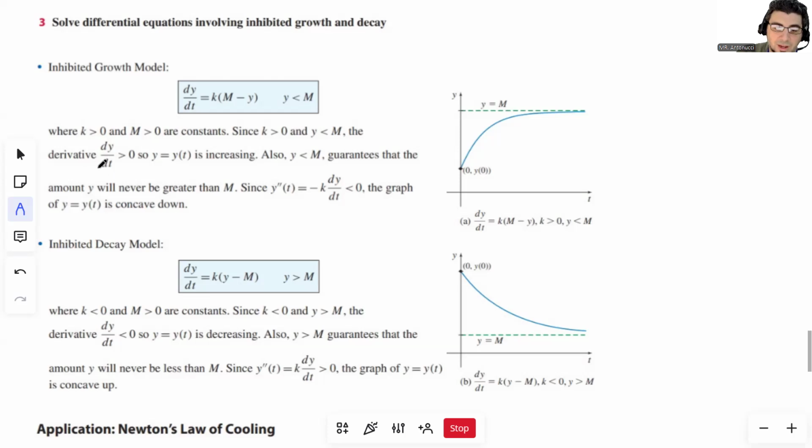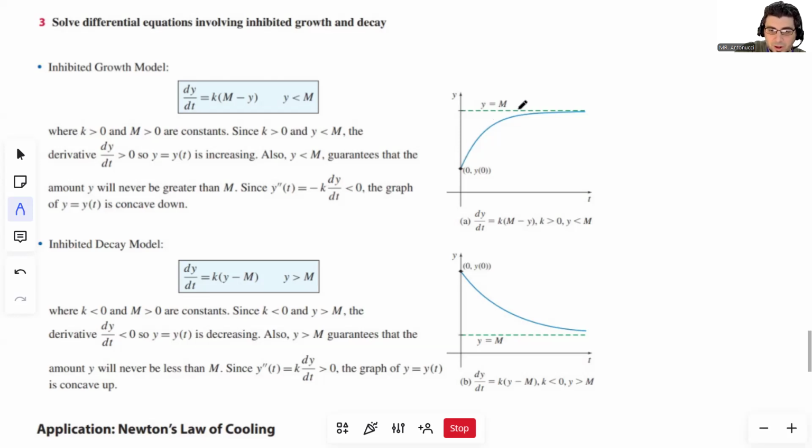The derivative dy/dt is also going to be positive because k is positive and y always has to be less than M, so this factor is also positive. Also, since y is less than M, that guarantees that the amount will never be greater than M. If you take the second derivative, you end up with negative k times dy/dt, which would be less than zero because dy/dt is always positive and k is positive.